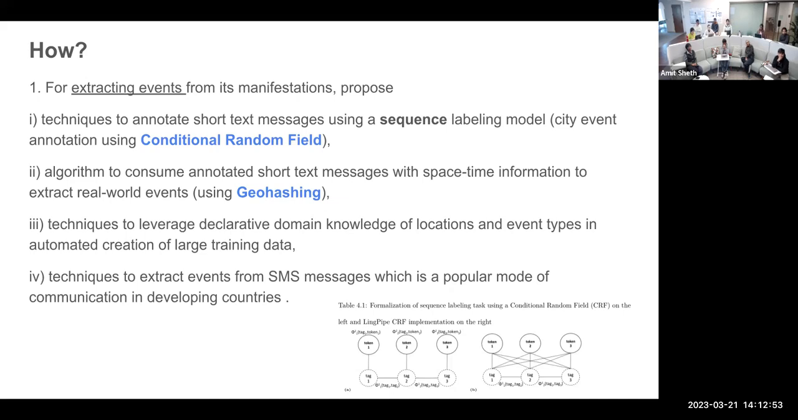And then secondly, he is inventing an algorithm to consume the annotated short text messages with space-time information to extract real-world events. So he used geohashing techniques to obtain the spatial and time information. And then he formulates techniques to leverage declarative domain knowledge of locations and event types. And then he includes techniques to extract events from SMS messages.